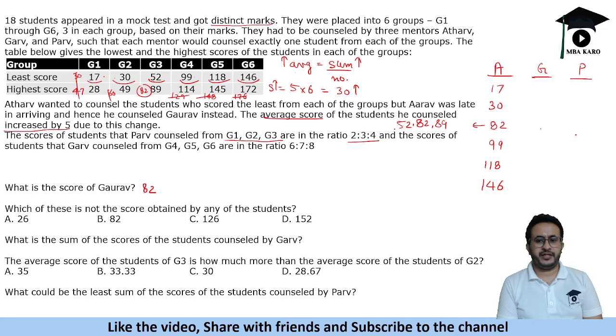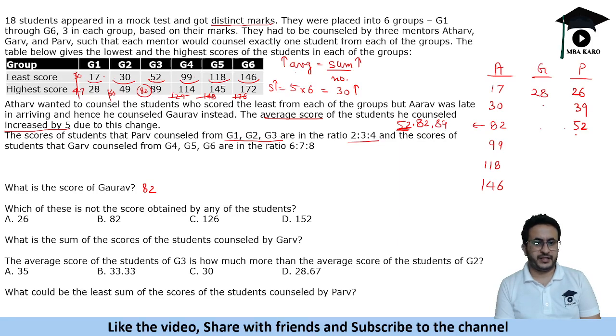So it has to be a multiple of 4, which is only present here. So Parv will counsel 52 here, and hence 2:3:4 will be 26, 39 and 52. That is the only possibility. Now if this is 26, so Gaurav will counsel 28 and 30, 39 and this will be 49, 82, 52 and 89. So these are done, right?